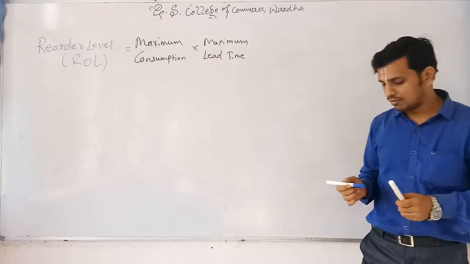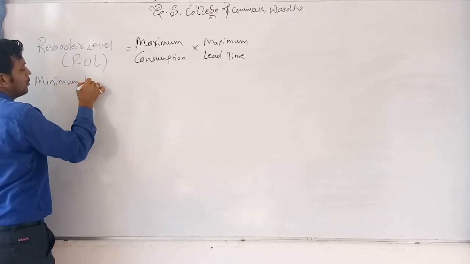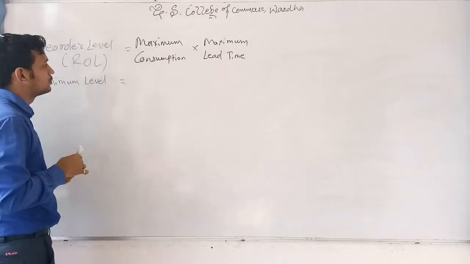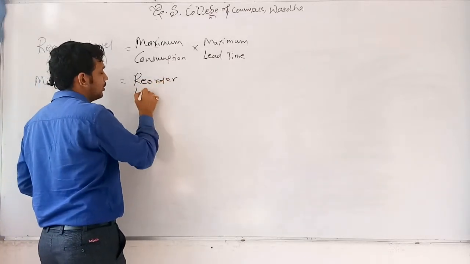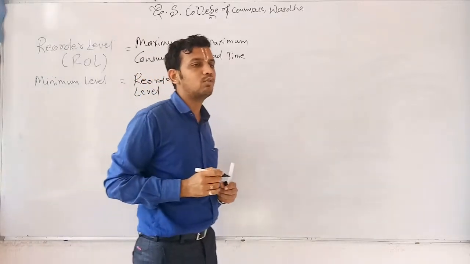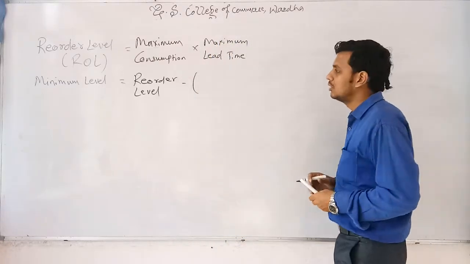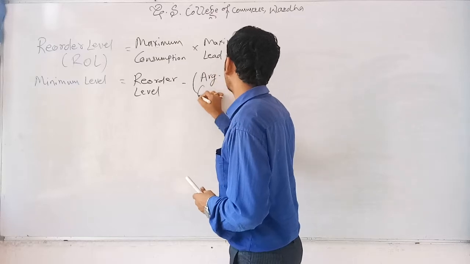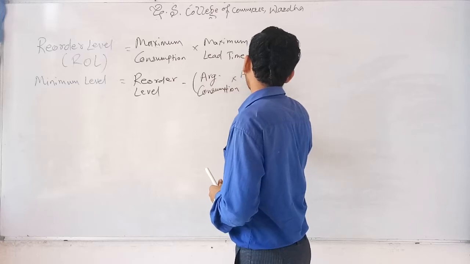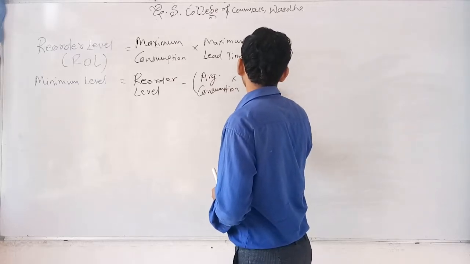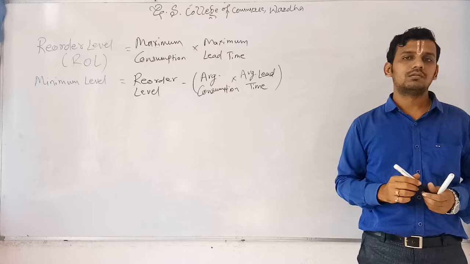Second would be minimum level. For the purpose of the calculation of minimum level, we would write the formula: minimum level is equal to reorder level, which we have calculated by using the first formula, minus, in brackets, average consumption multiplied by average lead time.